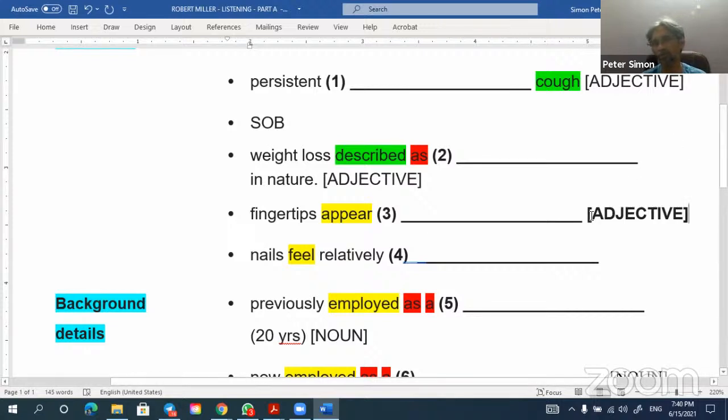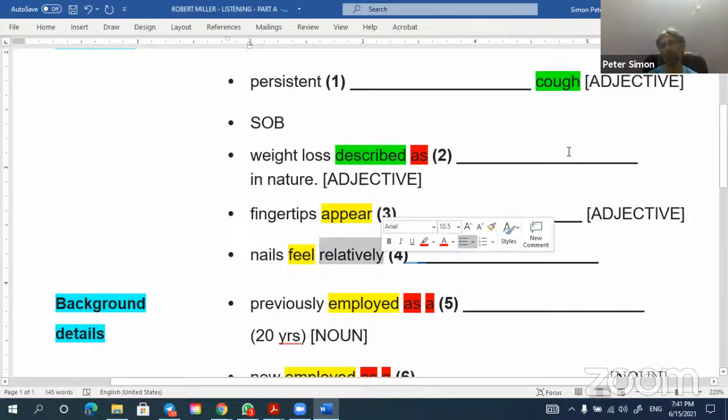So adjective, again, okay, fine. Next one, nails feel relatively. Relatively is an adverb.